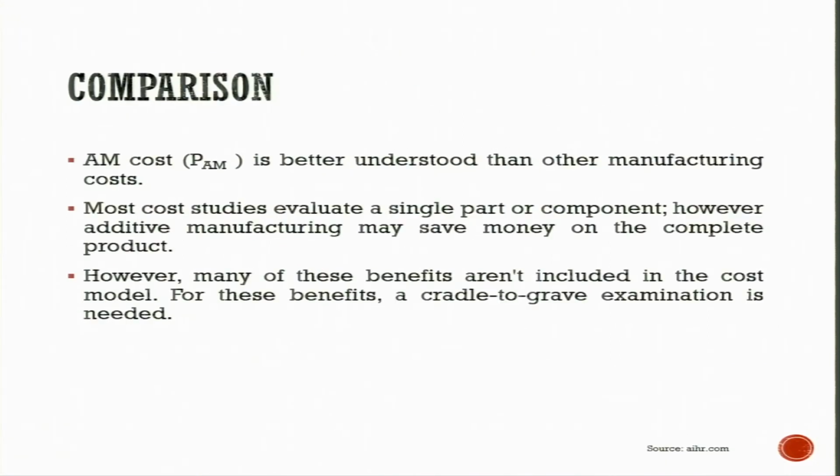Next is additive manufacturing cost, that is, production cost for additive manufacturing, which is better understood than other manufacturing costs. Most cost studies evaluate a single part or component. However, additive manufacturing may save money on the complete product. Traditional manufacturing needs several intermediate goods, as I just talked about, that must be transported, that must be assembled, and that must be kept in inventory in different boxes.